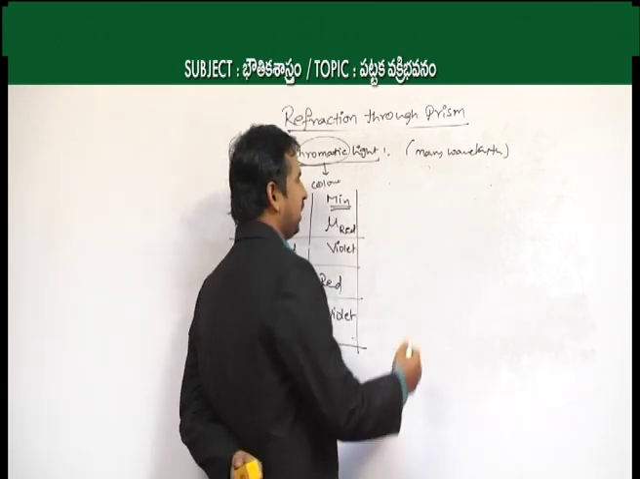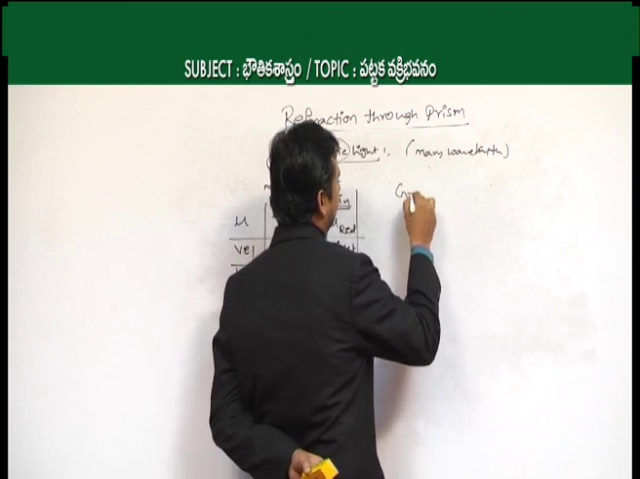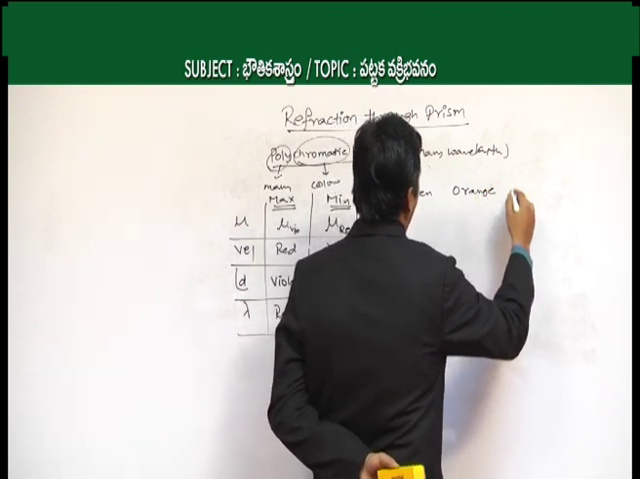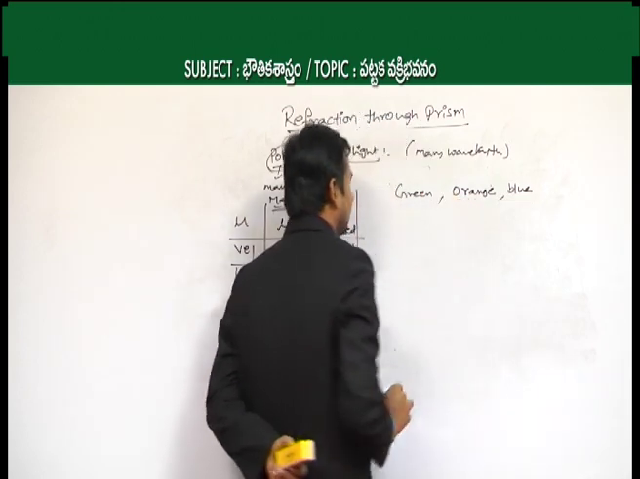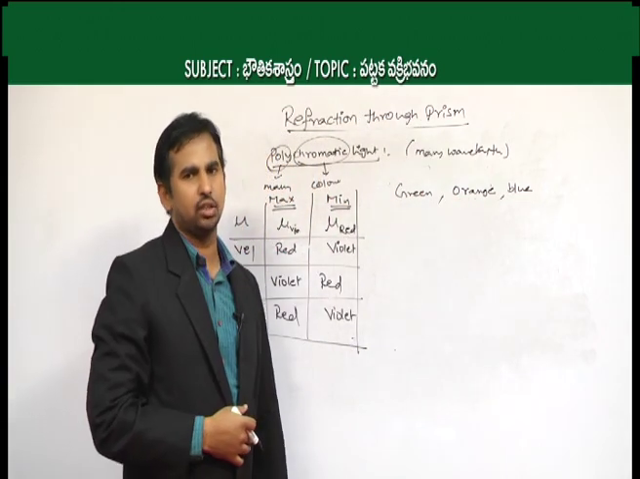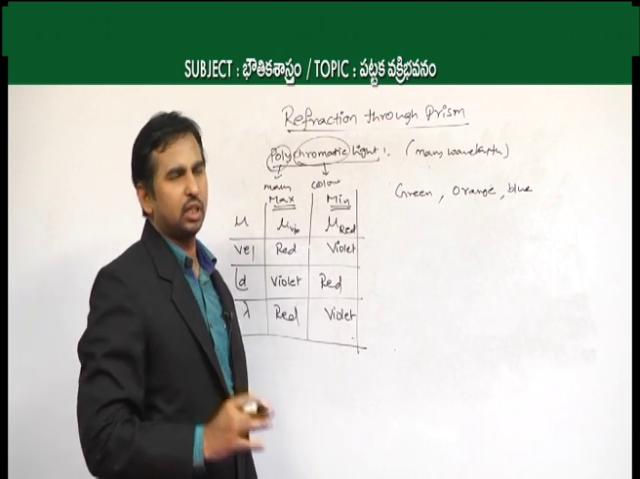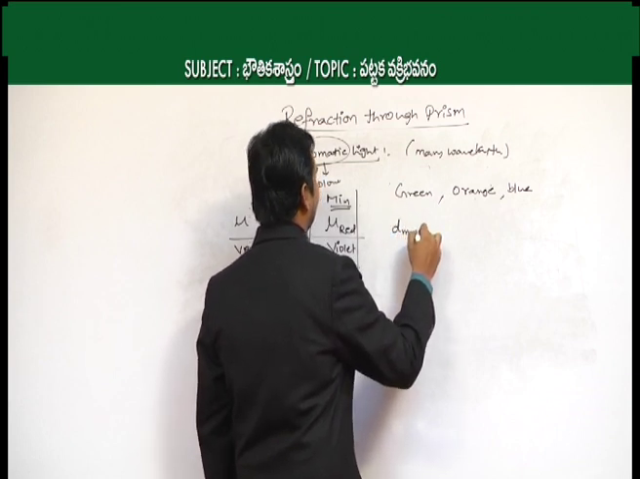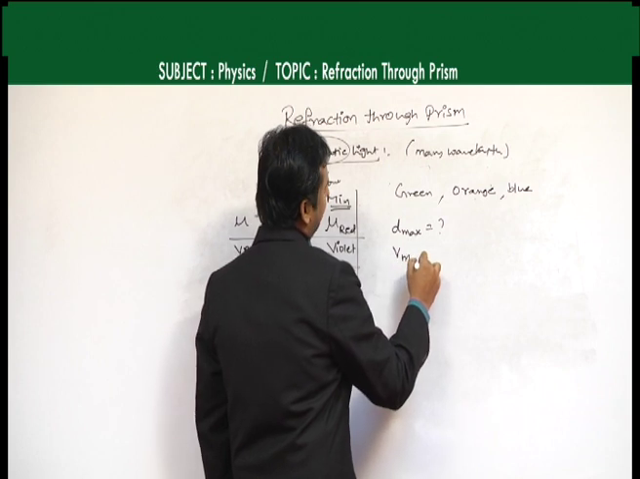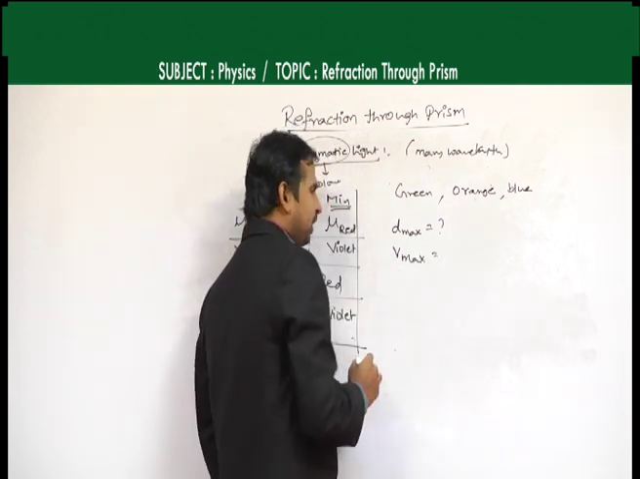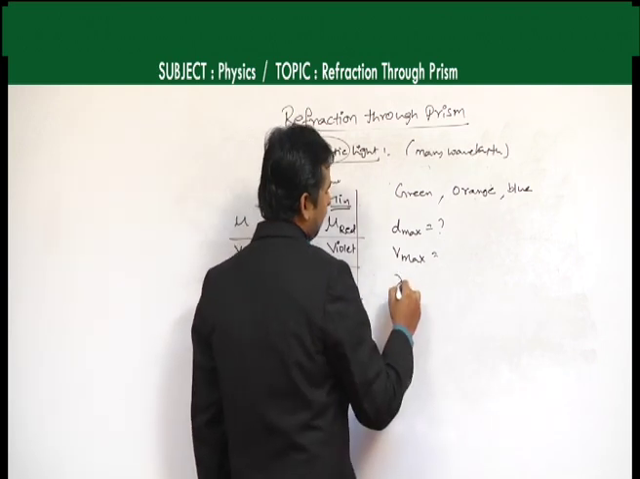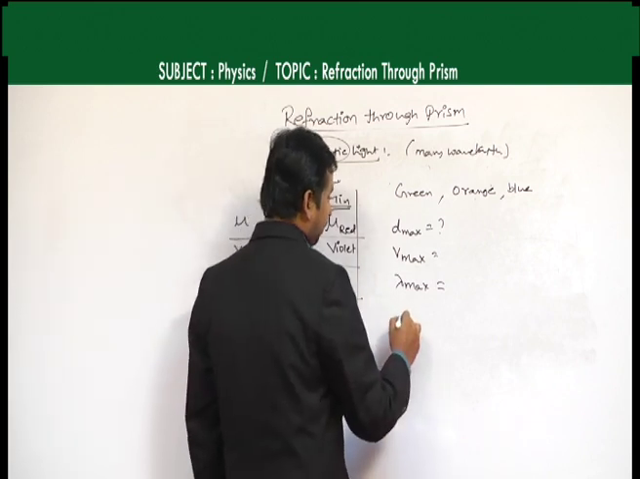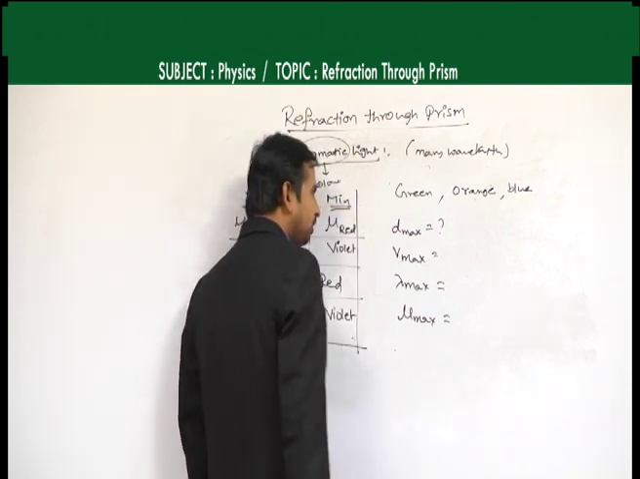Other than maximum and minimum, let us suppose three colors are given: green, orange and blue. Of these three, which color is deviating more? And of the colors, which has maximum wavelength, which has maximum velocity, and after that maximum wavelength, and maximum refractive index, mu maximum. This you have to find.